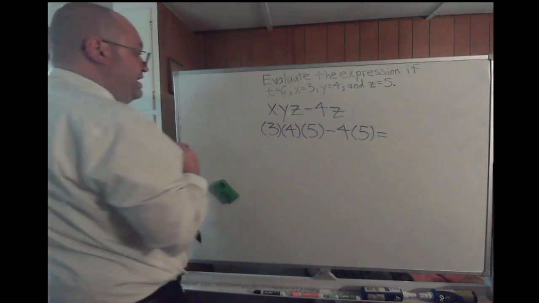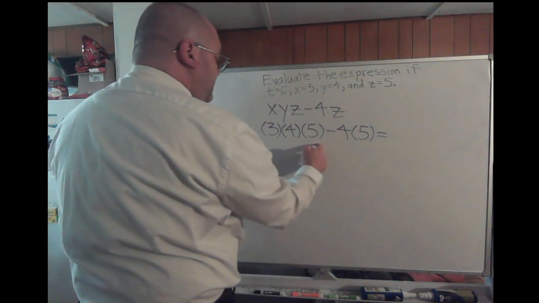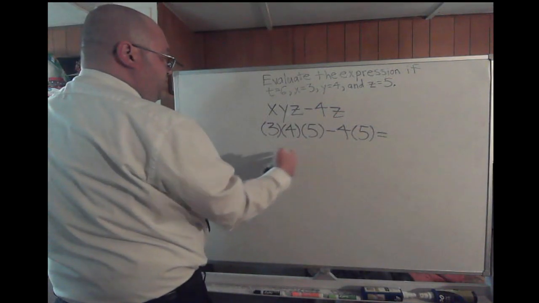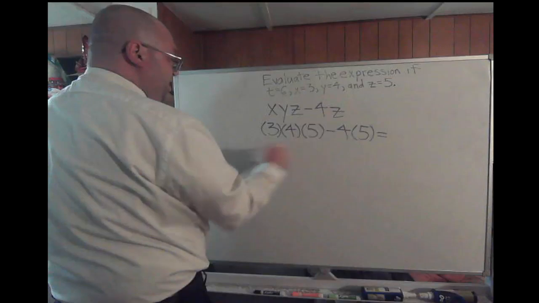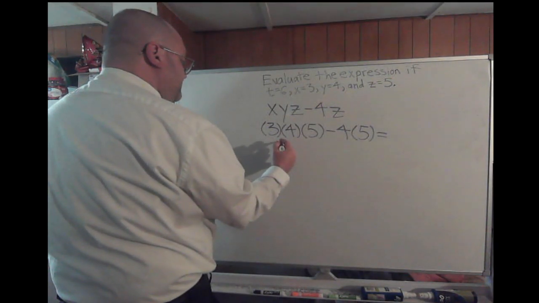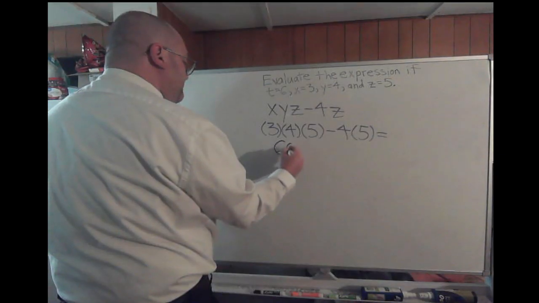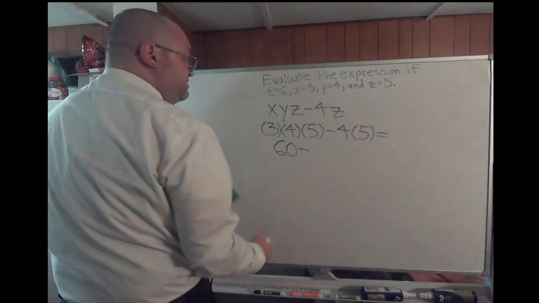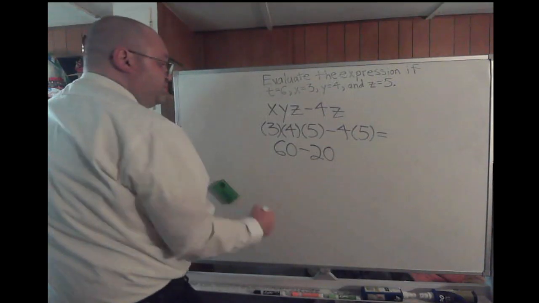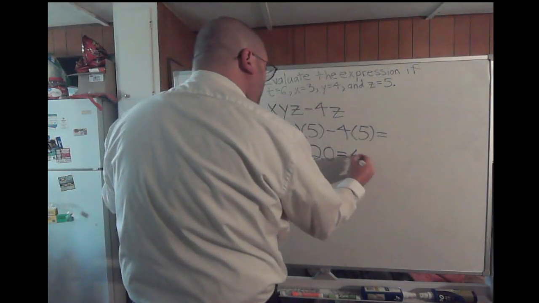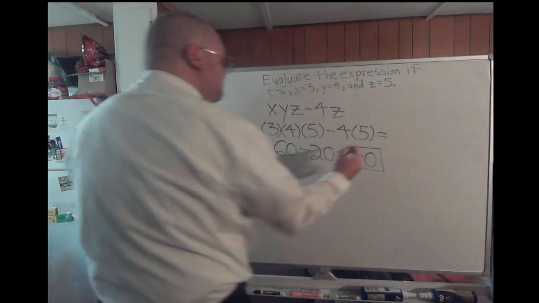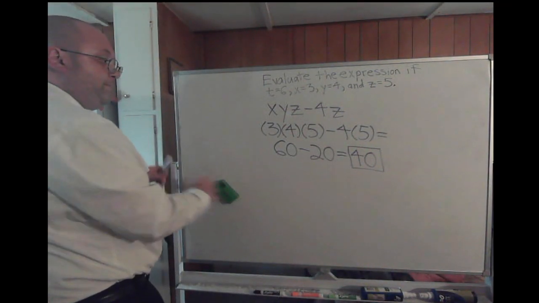So what you got is 3 times 4 times 5 minus 4 times 5. Well, let's do all the multiplication first. 3 times 4 is 12 times 5, so 12 times 5, that is 60. Minus 4 times 5, that is 20. 60 minus 20, that in fact equals 40. So the answer you would get for this algebraic expression is in fact 40.